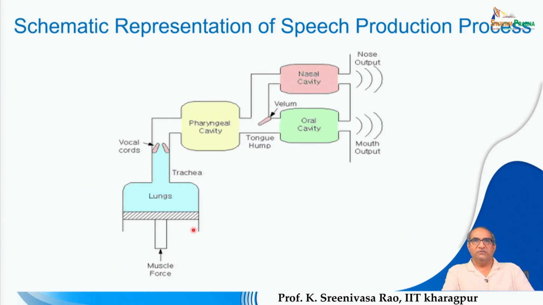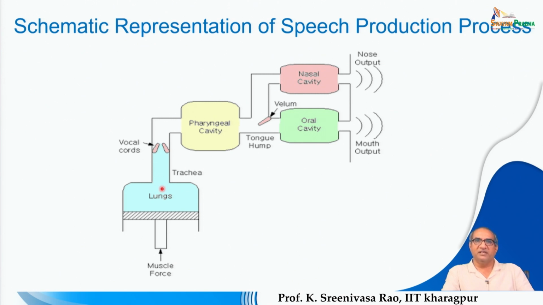Yeah, so this is a schematic block diagram just to visualize the speech production process, whatever we discussed so far. You can see here the lungs assembly. The muscles force the lungs, so the air is released during the exhalation process. You can visualize the lung assembly like a piston that is forced towards this one, so the air is released out of the lungs.